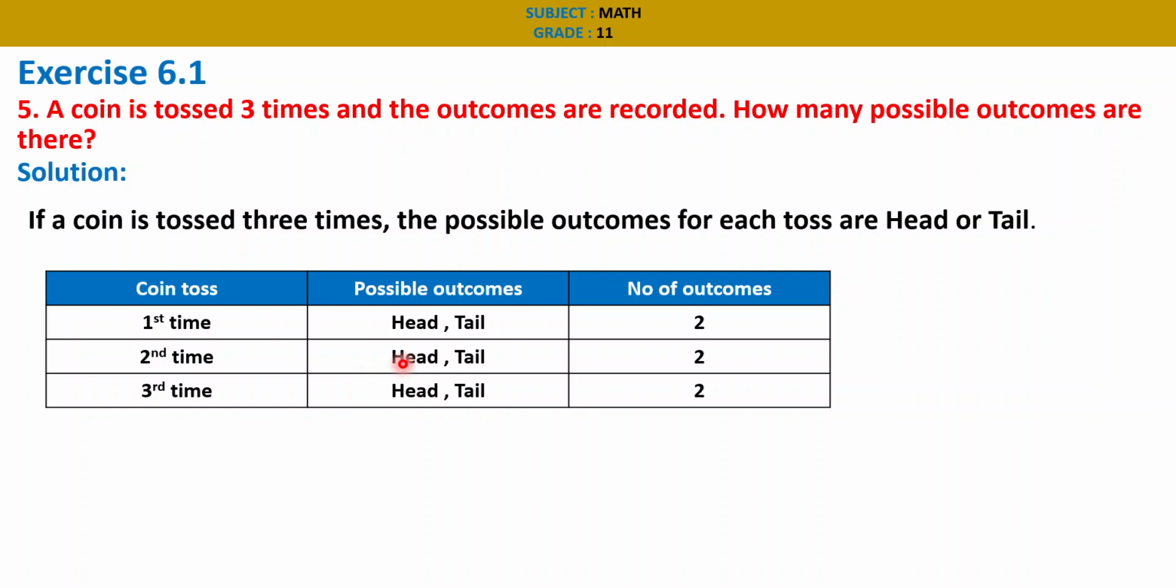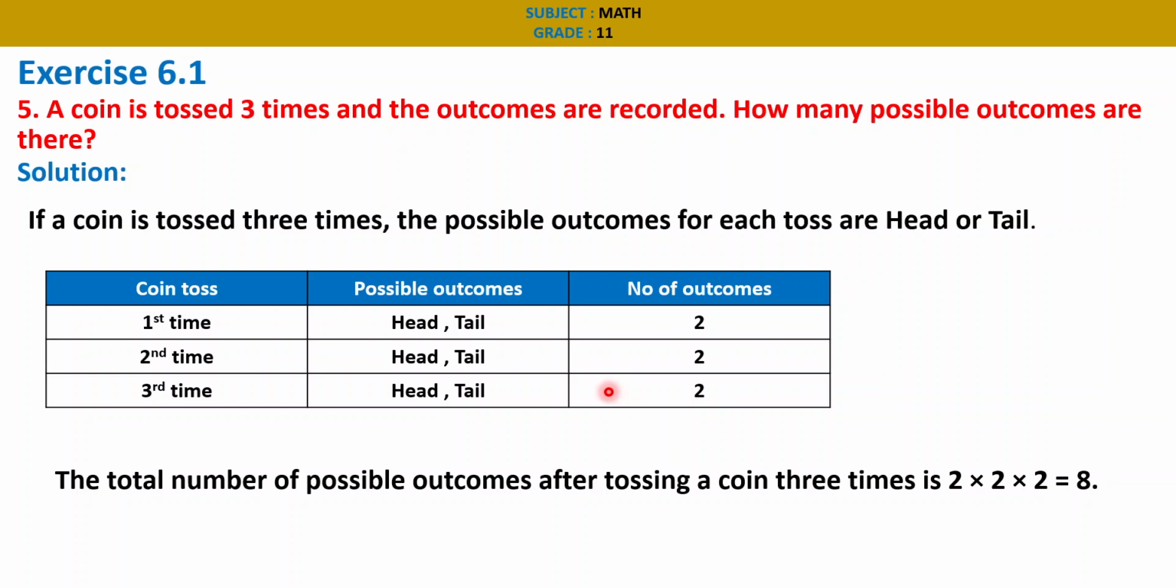The second time also, you will get head or tail, so the number of outcomes will be 2. The third time, head or tail, so 2. So the total number of possible outcomes after tossing the coin 3 times will be 2 times 2 times 2, which is 8.